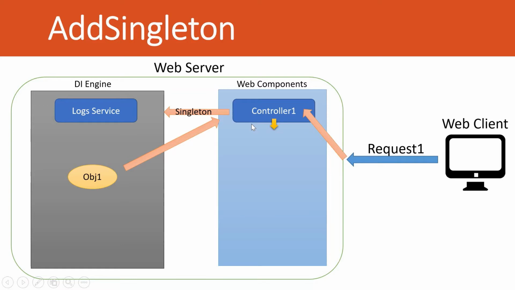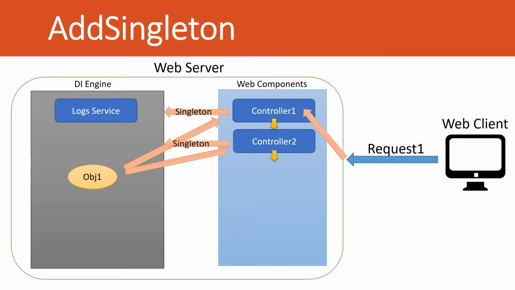Then it redirects to controller 2. Controller 2 also has a dependency on logs service. So it also does a request to the DI engine for the logs service instance. This time also it will process the request, and it won't create any new object because it is a singleton. In singleton, if there is an object already created, it won't create a new object. So it shares the same object to controller 2 also. Then controller 2 uses the object for logging.